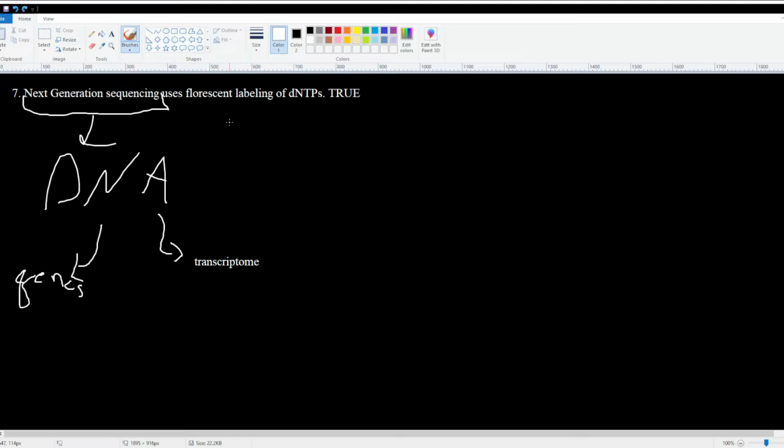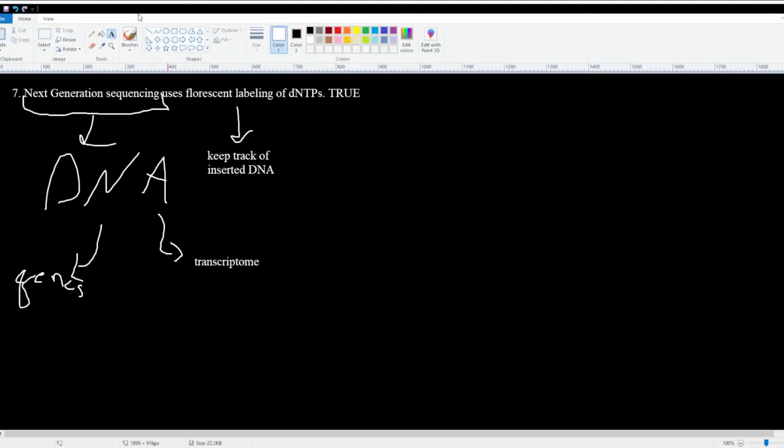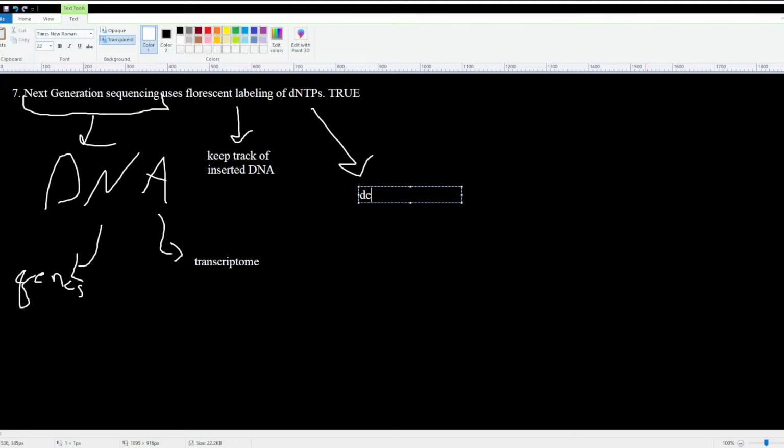So fluorescent labels, what this just means is that we can keep track of where the inserted DNA was. So we could actually see how the DNA is being affected. Or yeah, dNTP stands for deoxynucleotide triphosphate.